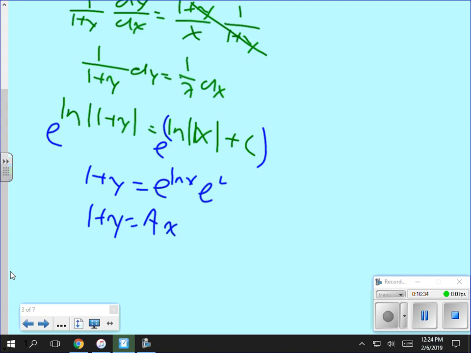So if you're doing absolute value of y, the absolute values here, and here, and here, then you're done at this point. If you don't have your absolute values, then you can solve for y. And you get y equals ax minus 1, because you subtract 1 from both sides. Really hard to kind of judge. It's one of those ones that's really iffy.